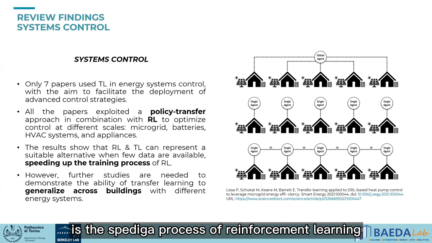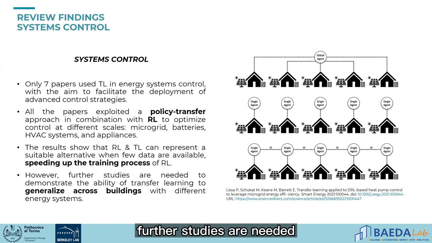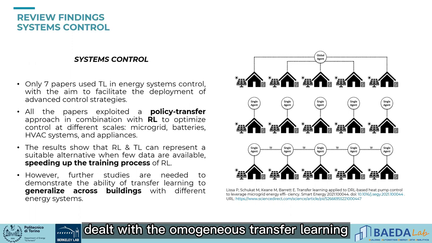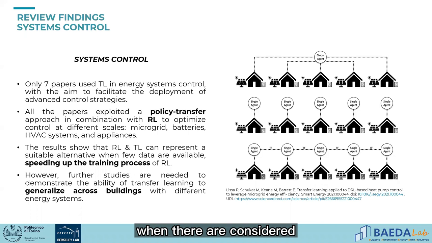However, further studies are needed to demonstrate the ability of transfer learning to generalize across buildings with different energy systems. In fact, all the applications analyzed dealt with homogeneous transfer learning. Therefore, new studies are still needed to assess the capability of transfer learning in this application, therefore system control, when heterogeneous systems are considered.